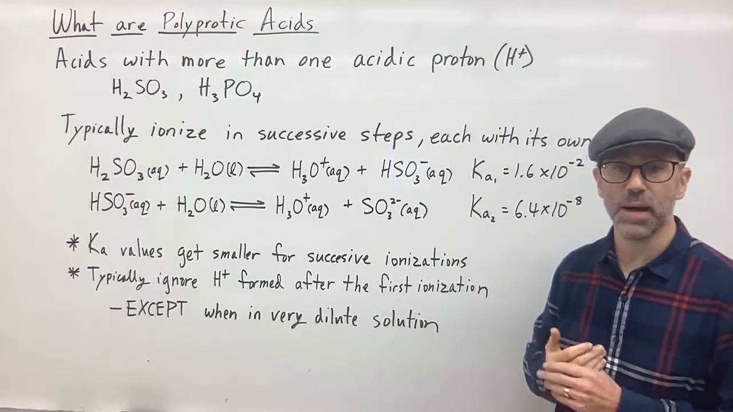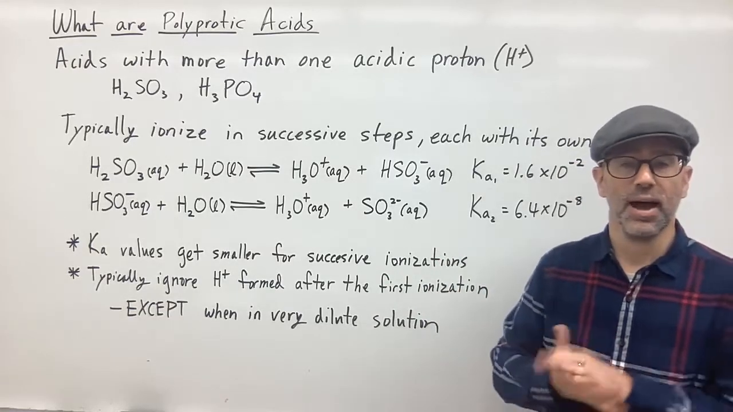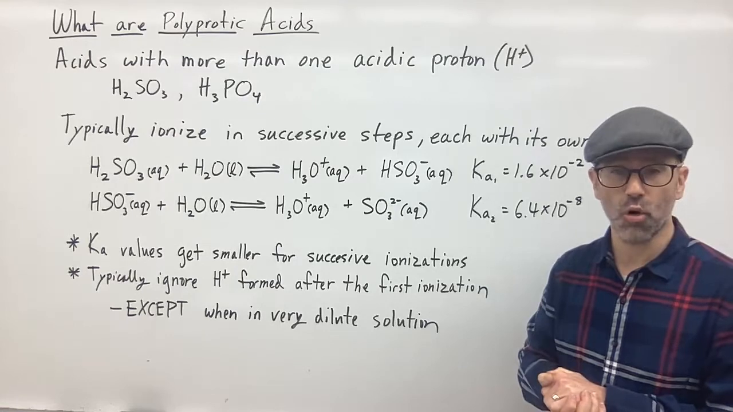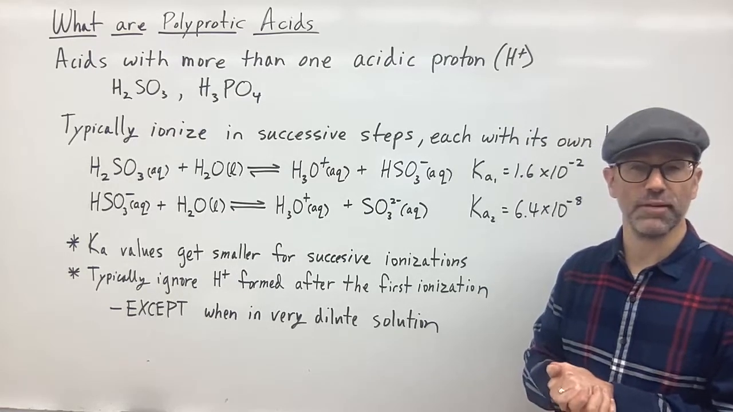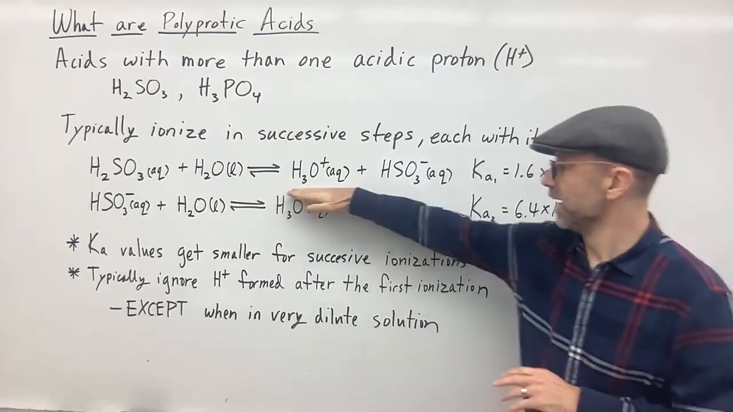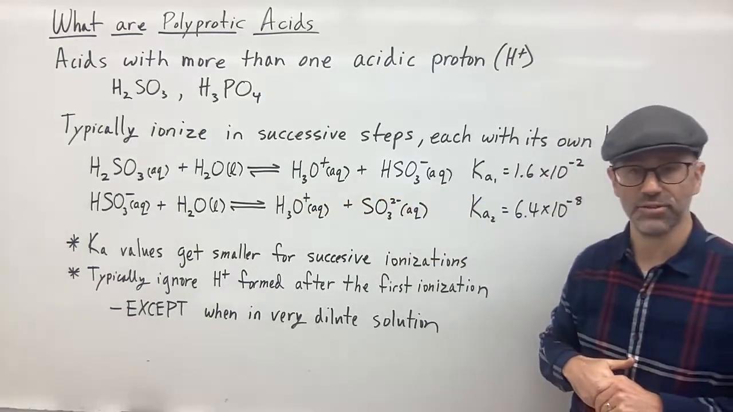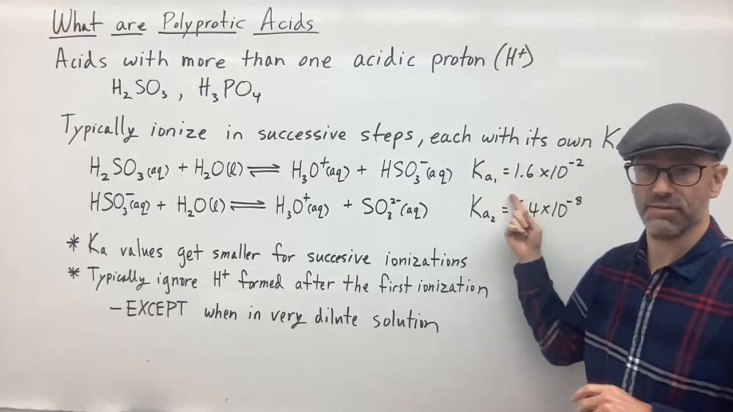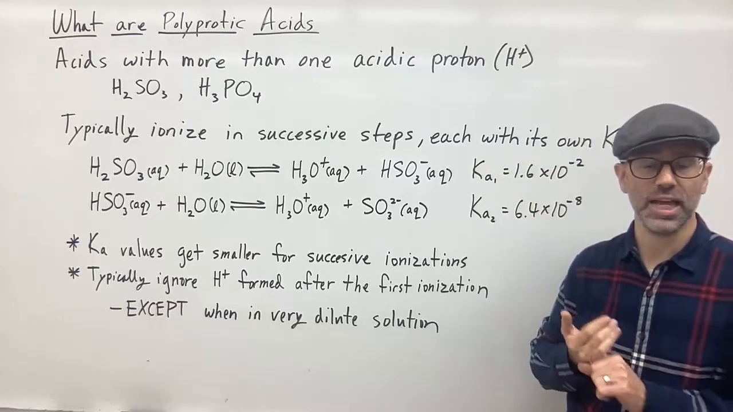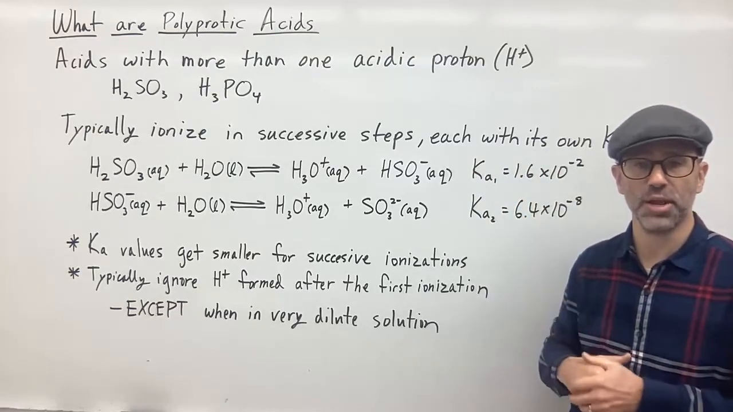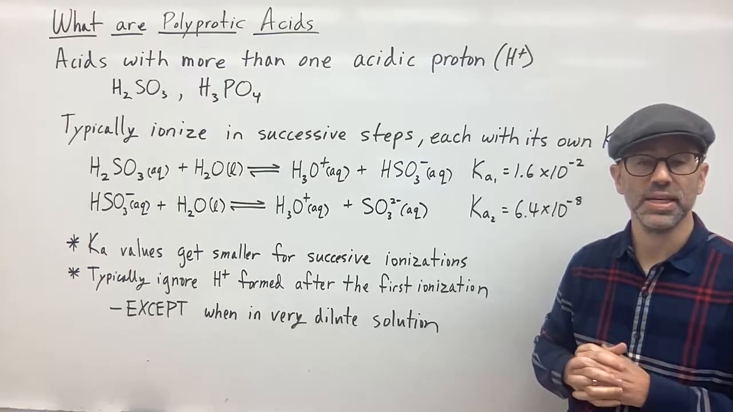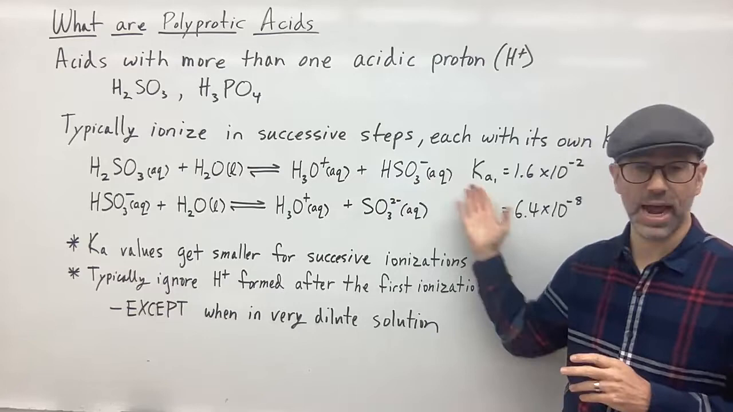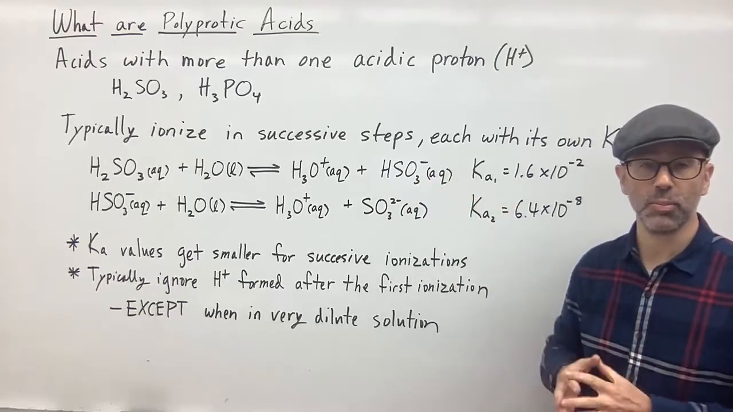So because of that, when we calculate pHs of polyprotic acids, we can typically just ignore the other hydrogens that come off and just deal with the first hydrogen and treat this like a monoprotic acid, and just use the first Ka value to figure out the H plus concentration, and then from there figure out the pH. And so we could treat this like a weak acid problem where it's just a monoprotic acid.